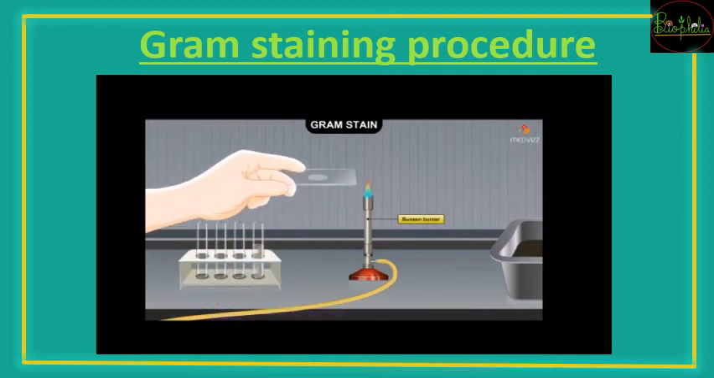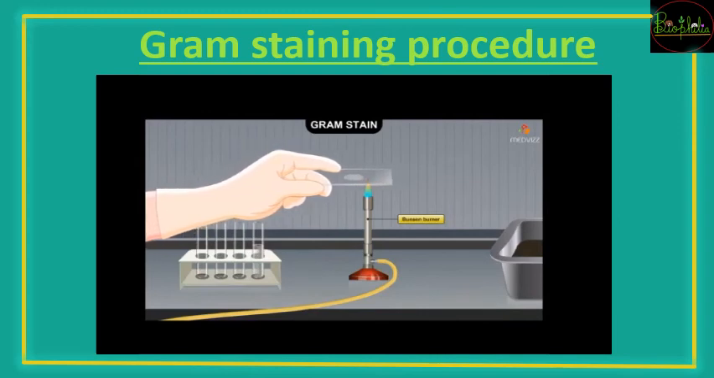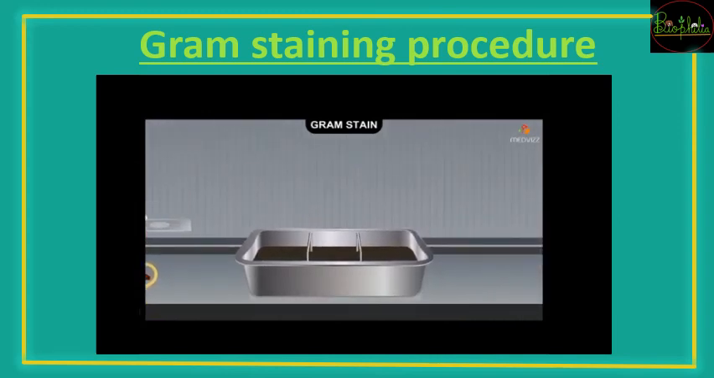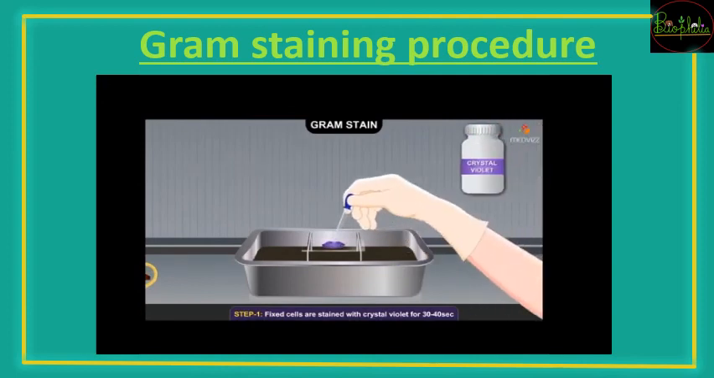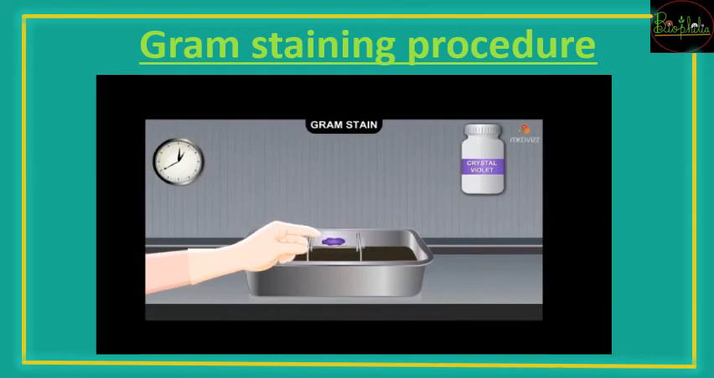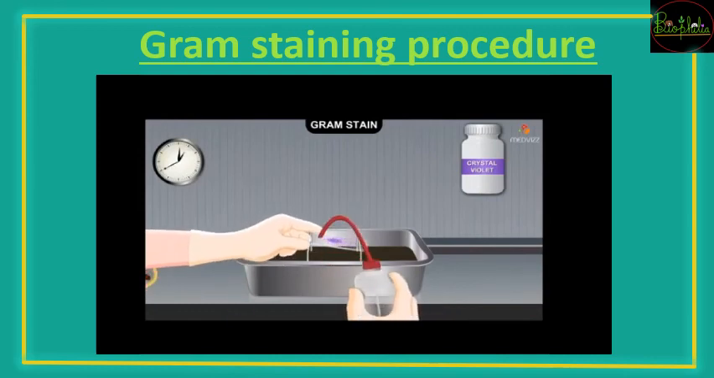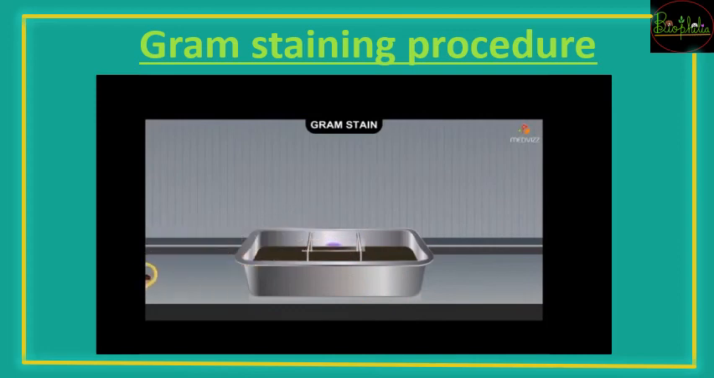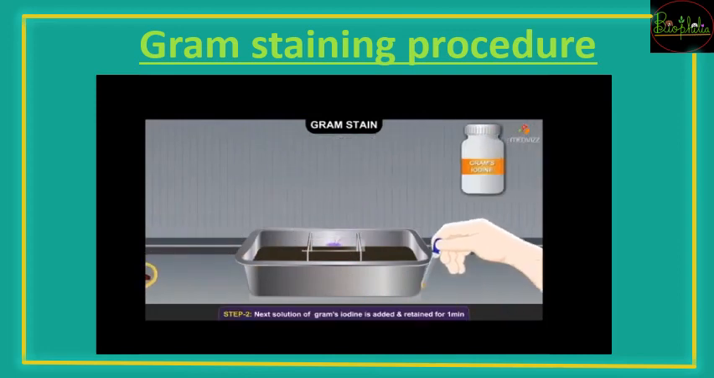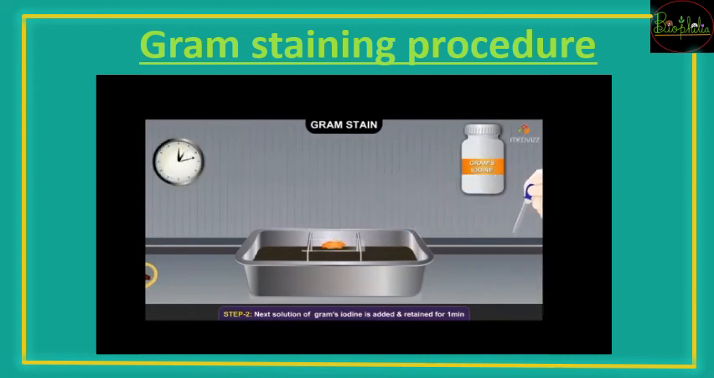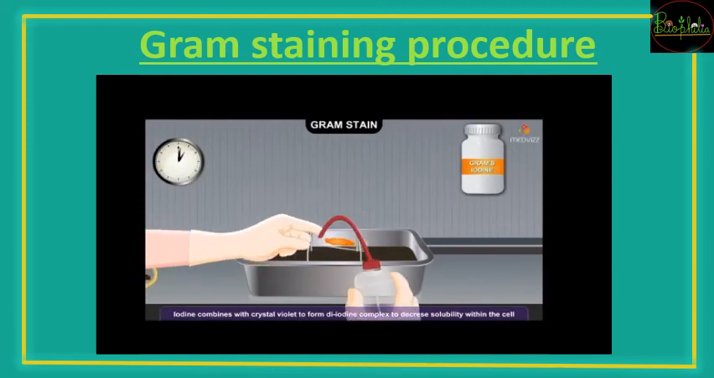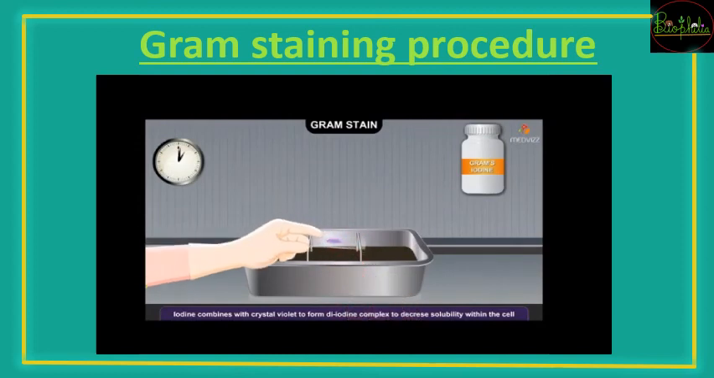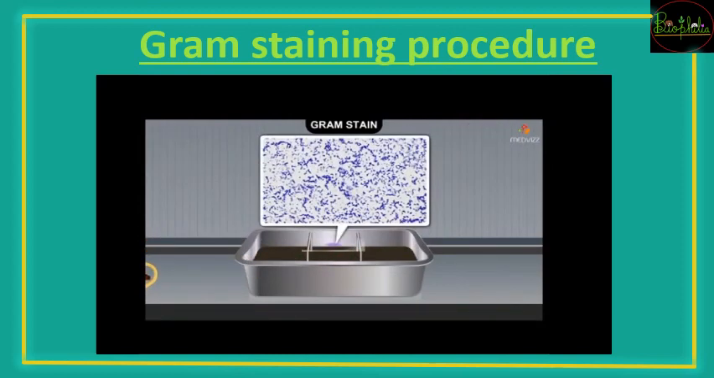The cells are then fixed to the slide by passing slightly above the flame of a Bunsen burner. After passing above the flame, the slide should feel warm when touched to the back of the hand, but should not be too hot. The fixed cells are then stained with a basic dye, crystal violet, for 30 to 40 seconds. The slide is then rinsed with water to remove excess stain. At this point, all cells appear purple under the microscope. Next, a solution of Gram's iodine is added and retained on the slide for about 1 minute. The iodine combines with the crystal violet to form a dye-iodine complex, thereby decreasing its solubility within the cell. At this point, the cells still appear purple.